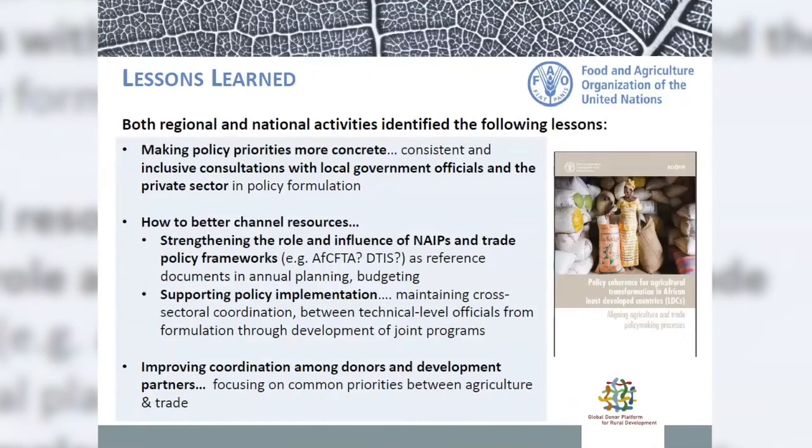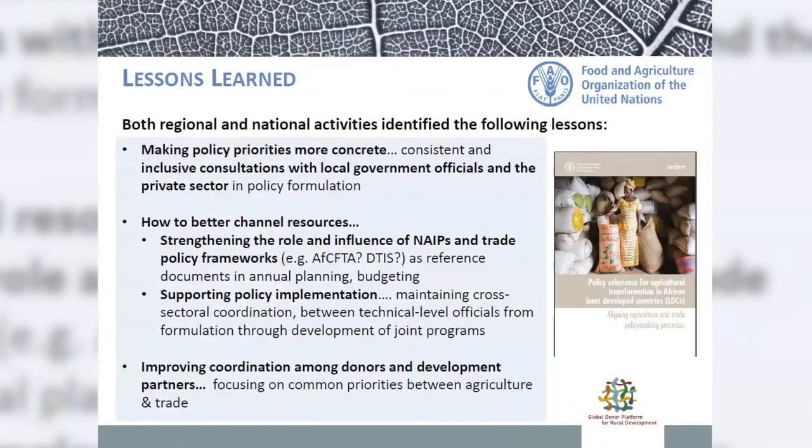And then the second major takeaway is how to better channel the limited resources that do exist in countries. One thing that really came out of this project was that the role and influence of these high-level policy documents or investment plans can be improved. So in the case of CAADP, Africa has made excellent progress in having even a pan-African policy framework, which supports the design of agricultural policies in each of these countries. And a lot of resources are spent in the design of the national agricultural investment plans.